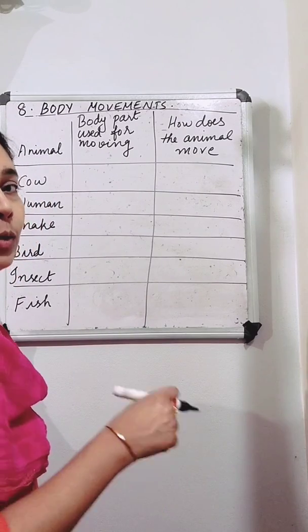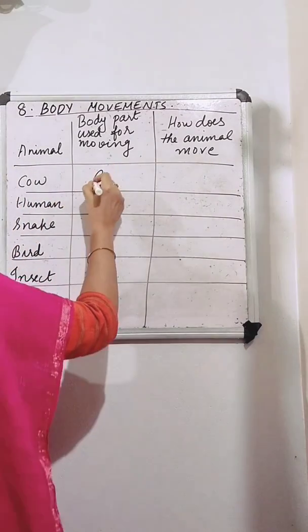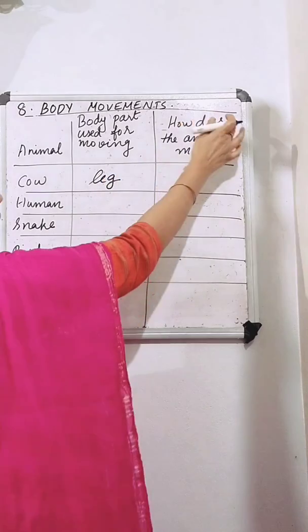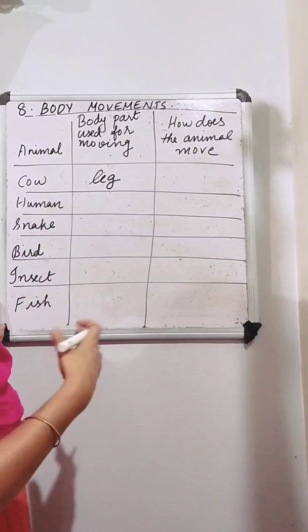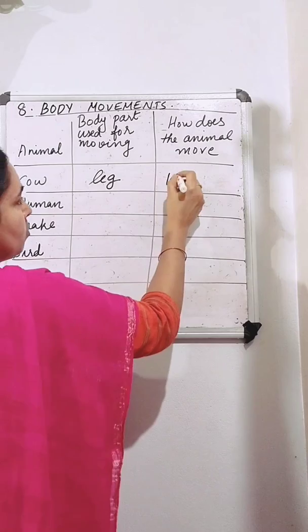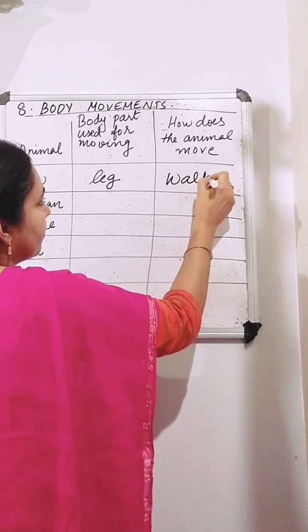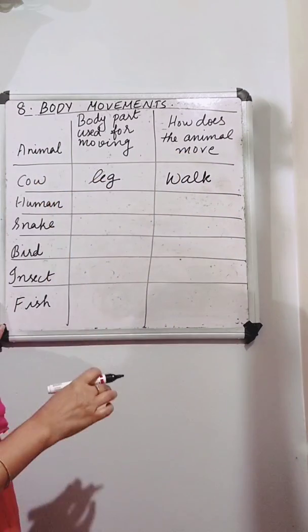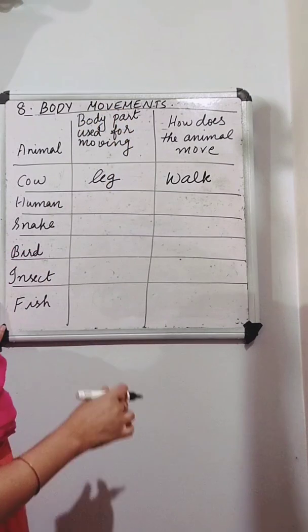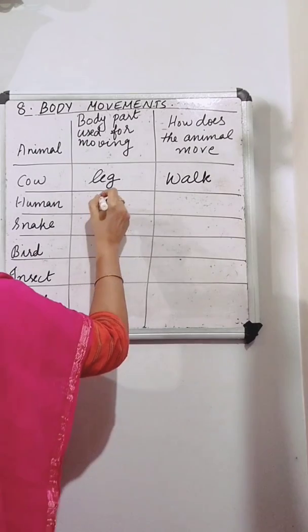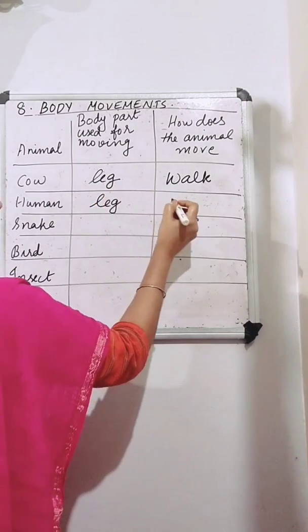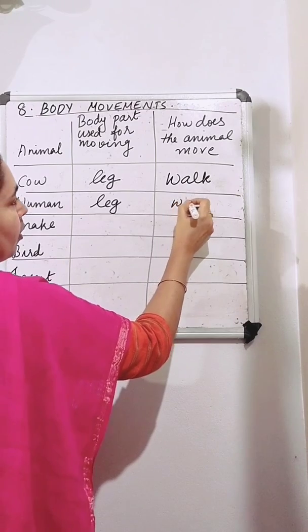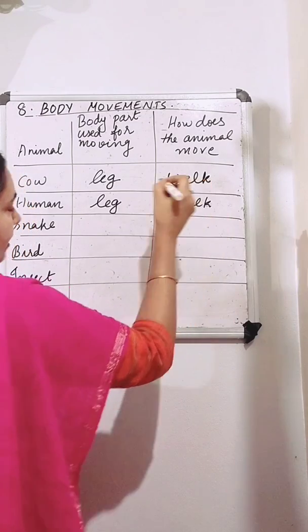Cow moves by using its legs. And how does the animal move? It moves by walking. Then human beings. Which part of the body is used for moving? Legs are used for moving. And the movement is walking.